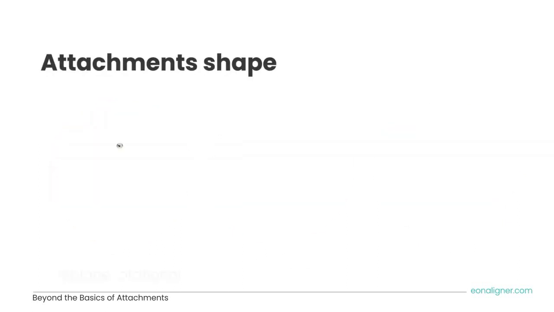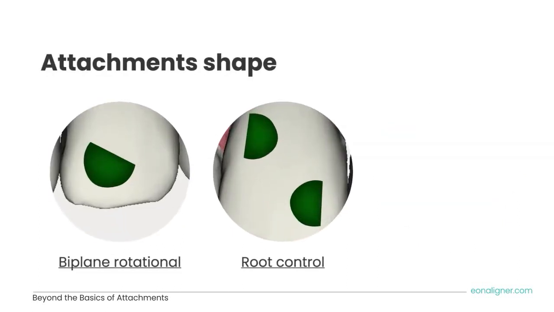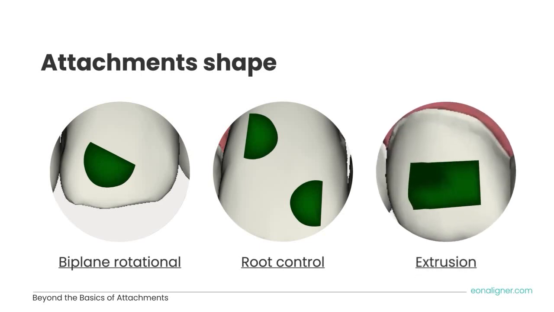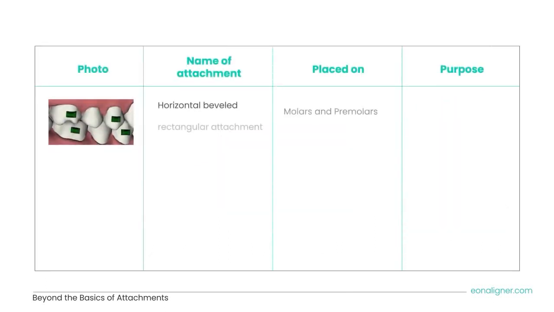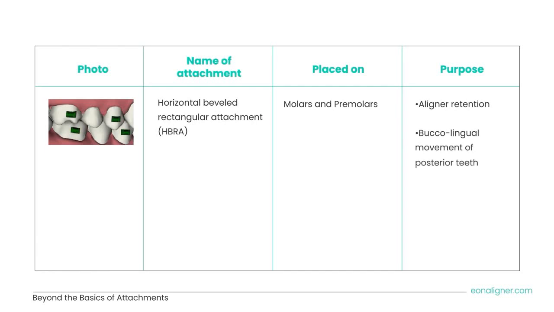And here is the biplane rotational attachment, root control attachment, and the last one on the right is the extrusion attachment. Next in this module, we will talk about each one of those with more in-depth details, including when and where they're placed and the purpose they achieve. Here we go. Now we will start discussing the horizontal beveled rectangular attachment.